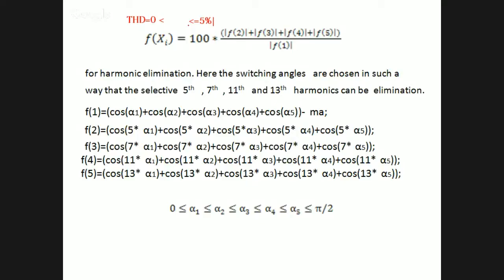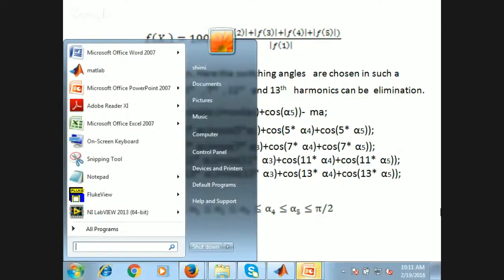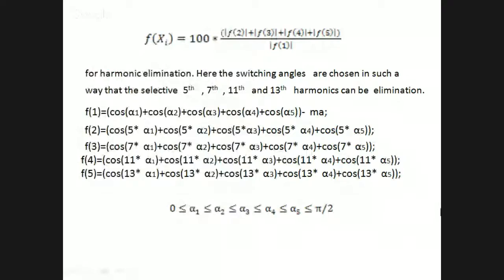So my main aim is to bring this below 5%. That is my main aim. So for that, I have to write my objective function. How will I write my objective function? According to this, the objective function is my THD. So THD is equal to 100 times the root of F2 squared. F2 is nothing but the 5th harmonic, which we have to make 0. So that squared, plus this F3 function, the 7th harmonic, the 11th harmonic as F4 function, and the 13th harmonic as the F5 function.